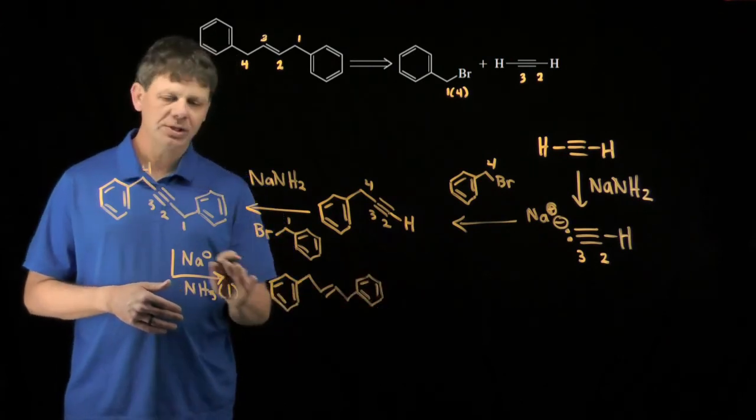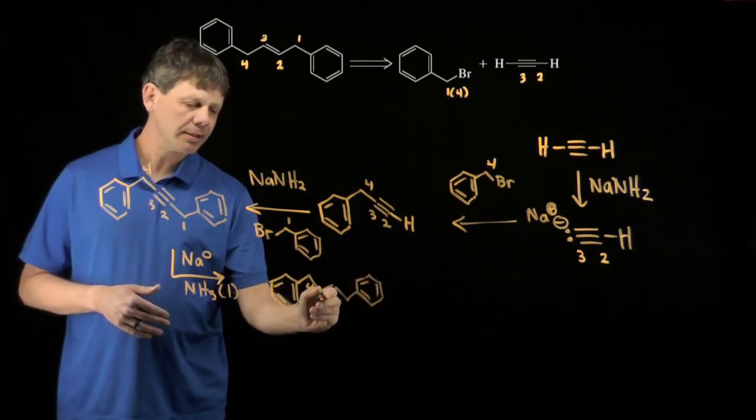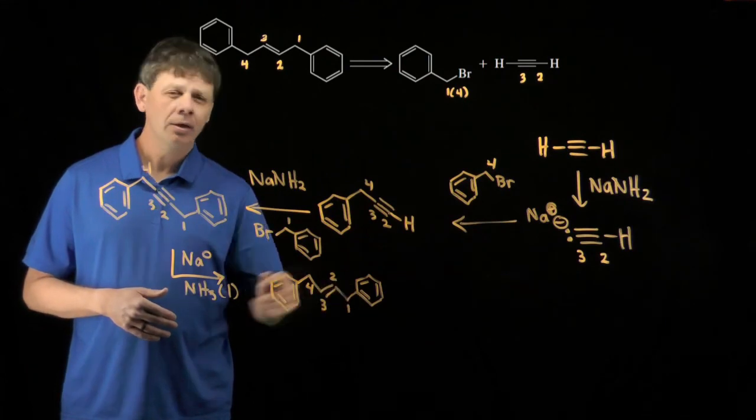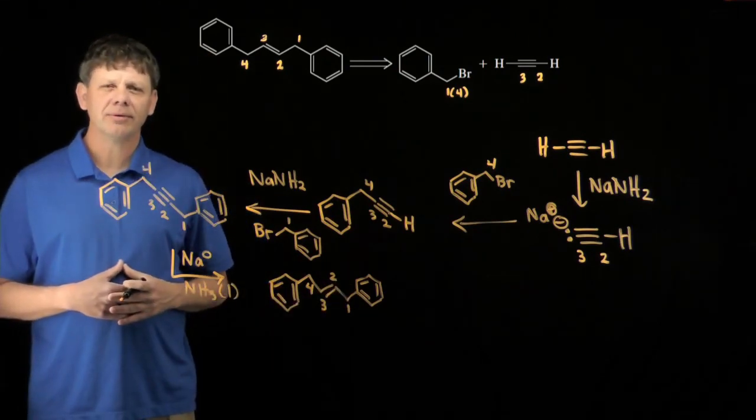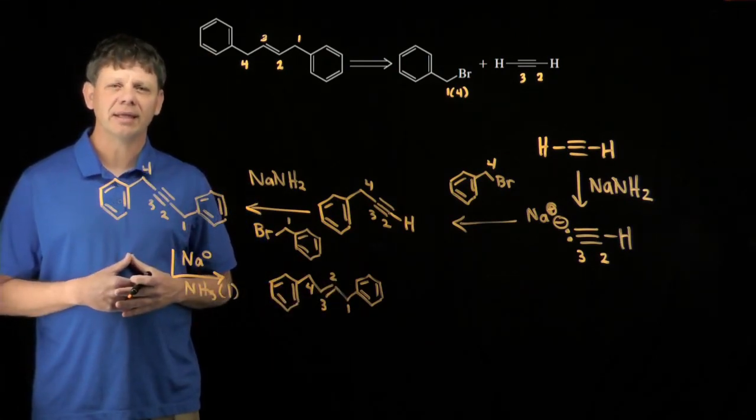Once again, we check to make sure we have our carbons numbered correctly, 4, 3, 2, 1. We haven't dropped any carbons. This is the synthesis of the alkene shown.